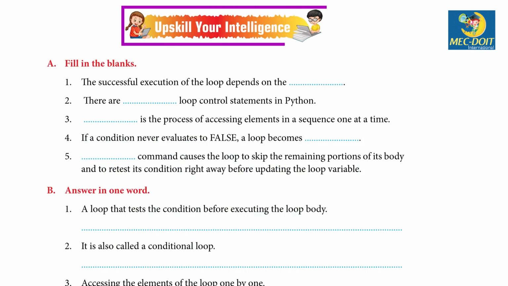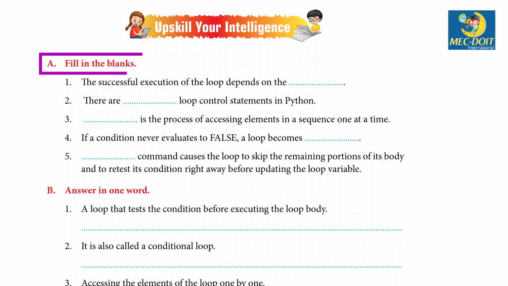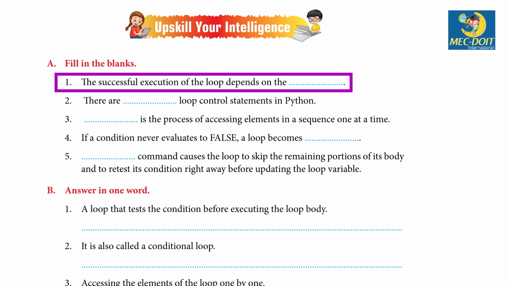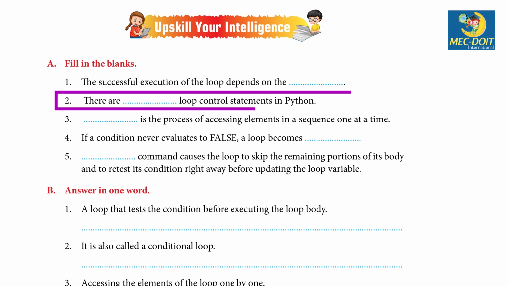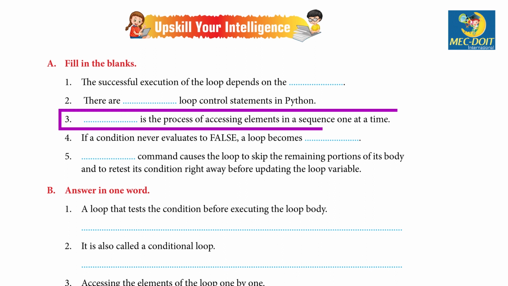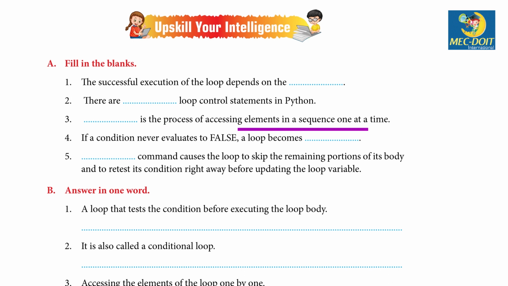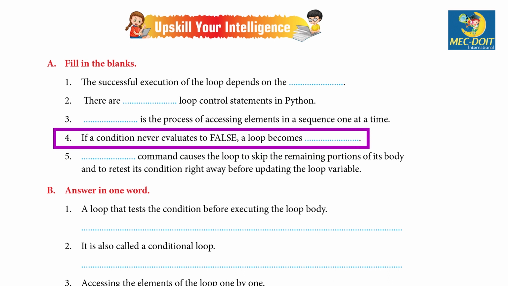Upskill your intelligence. A. Fill in the blanks. 1. The successful execution of the loop depends on the dash. Answer: Condition. 2. There are dash loop control statements in Python. Answer: 3. 3. Dash is the process of accessing elements in a sequence one at a time. Answer: Traversal. 4. If a condition never evaluates to false, a loop becomes dash. Answer: Infinite.